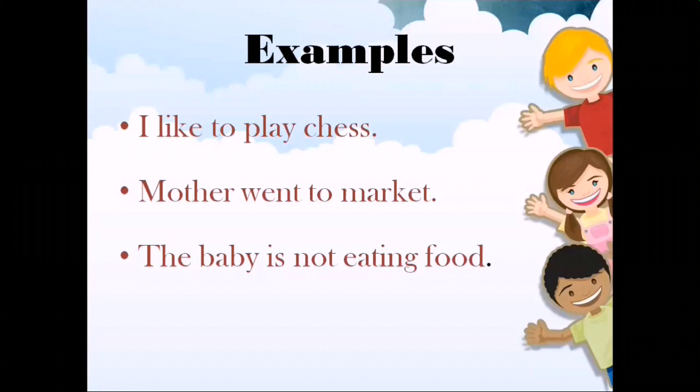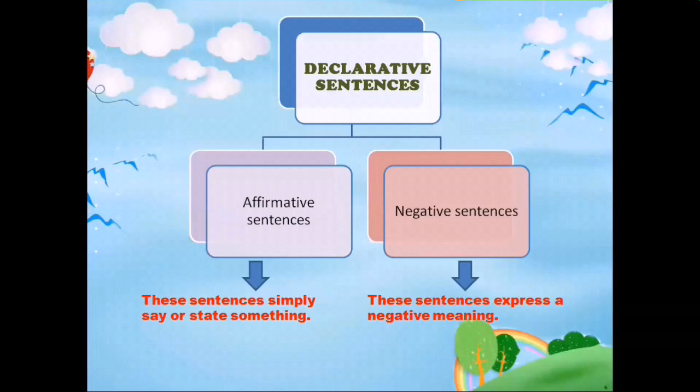I like to play chess. Mother went to market. The baby is not eating food. Now, these declarative sentences can be categorized into 2. First is affirmative sentences and second is negative sentences. So, what are affirmative sentences? Affirmative sentences simply say or state something, whereas negative sentences express a negative meaning.